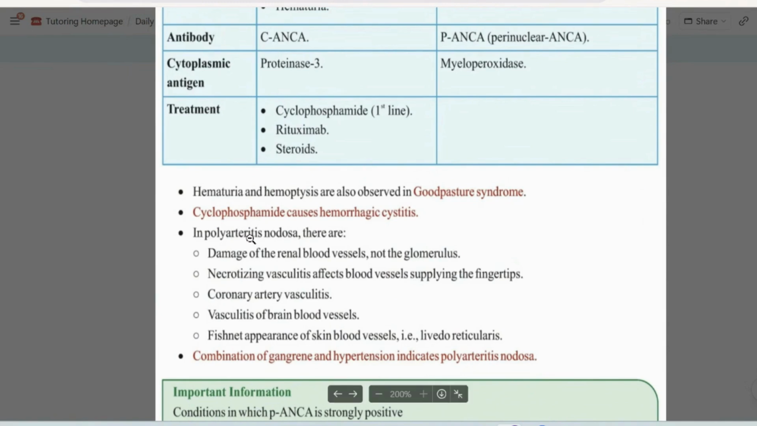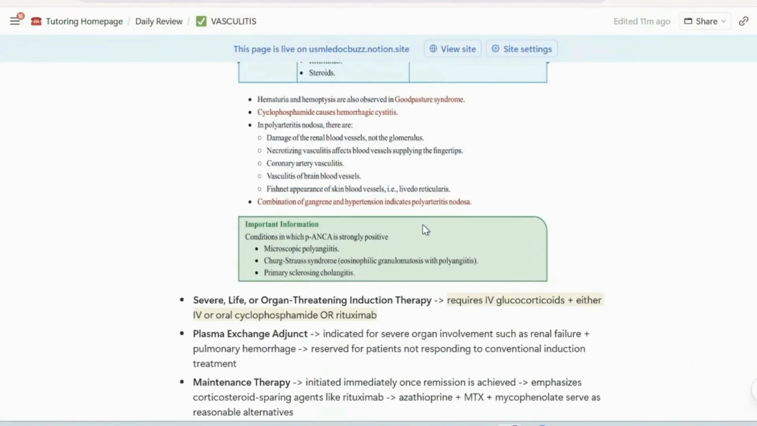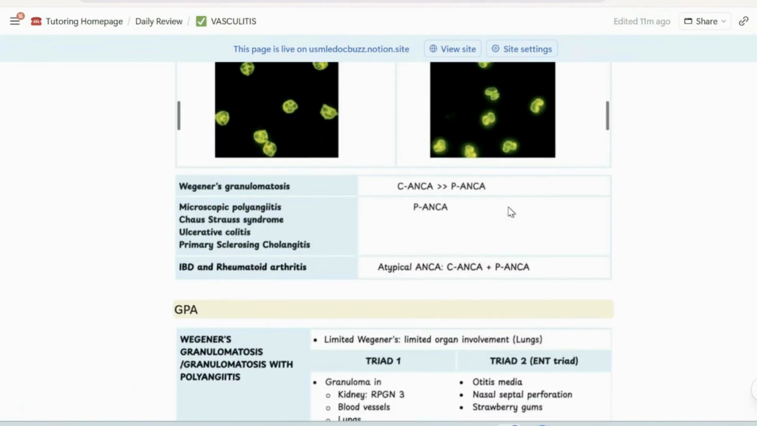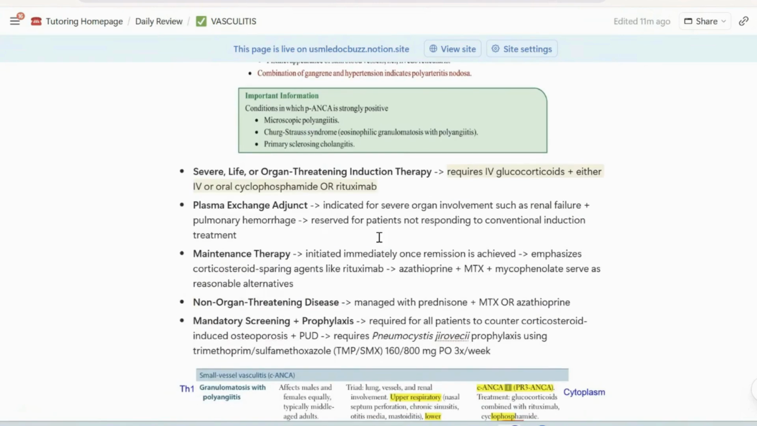Okay, in PAN you're going to see all these. They've just reiterated it: combination of gangrene, and yeah, the condition in which P-ANCA is strongly positive. So we'll go over the other ones, but what I want you to put into your brain are these conditions here. Okay, as a good exercise, I would say type C-ANCA in the First Aid book. Go through all the pages where they say C-ANCA, type in P-ANCA, go through all those pages too. Okay, so that's a good sort of exercise to do.